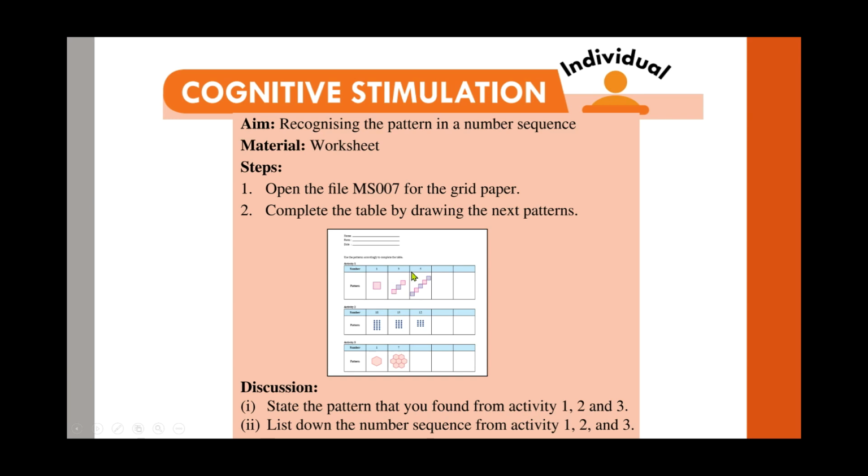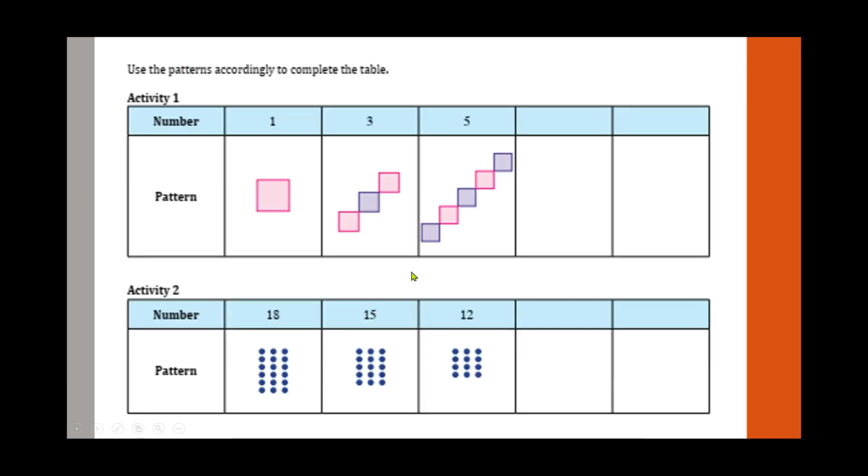I'm just going to show you two of the activities. Let us try this out. Use the patterns accordingly to complete the table. This is our number pattern. The first one comes with a square, the pink color square. And then number 3, we have 3 squares. And then number 5, and they give two blank spaces after, asking you to complete it.